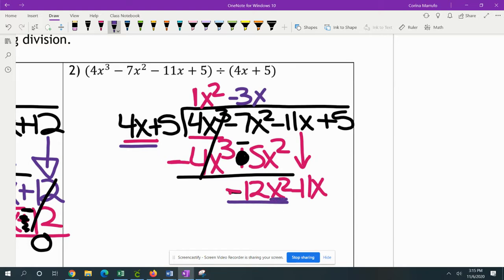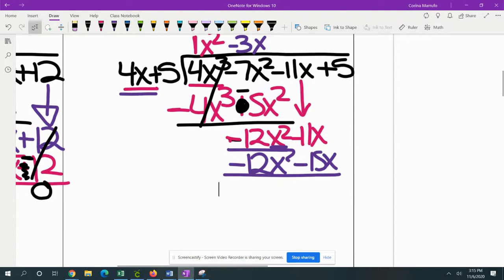Okay, then once we do that, we're going to go ahead and multiply negative 3x times 4x is negative 12x squared. Negative 3x times positive 5 is going to be a negative 15x. Okay, once we do that, we can go ahead and start subtracting. Because this is negative and you subtract a negative, that turns into a positive. The same thing with the negative 15. When we subtract this negative 15, that turns into a positive 15. So pretty much when you go and subtract, you switch out those signs.